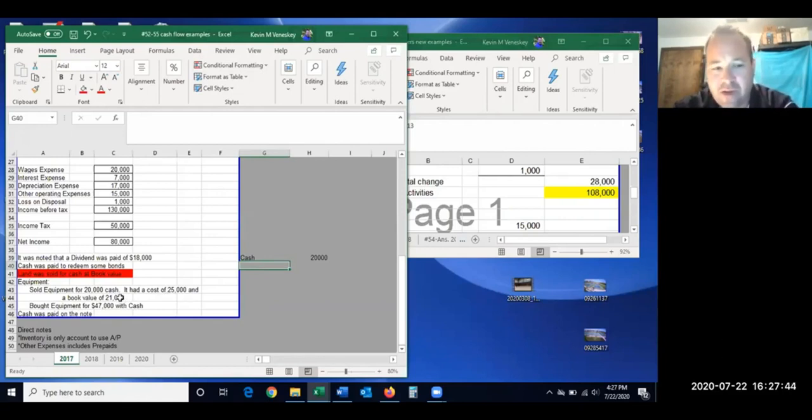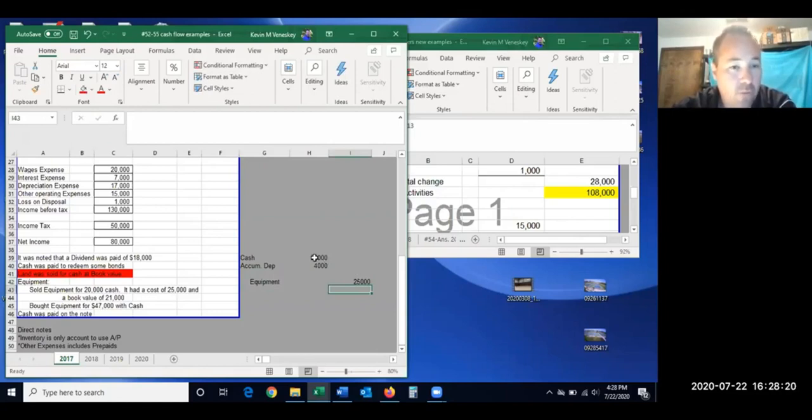So if it cost me 25 and it's still worth 21, that should tell me how much accumulated depreciation I'm getting rid of. That would be 4,000. Because if it's still worth 21 and I bought it for 25, I've only accumulated 4,000 in accumulated depreciation. Now, since I don't know what the gain or loss is yet, I'm going to come down here and credit my equipment. I'm going to credit the equipment for what I bought it for, what it's on my books.